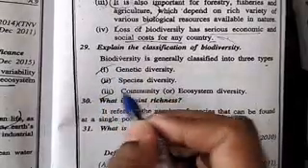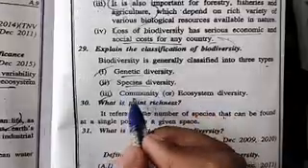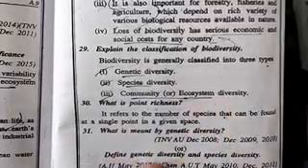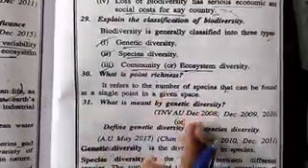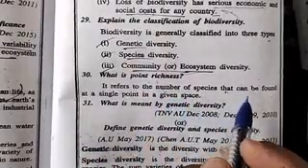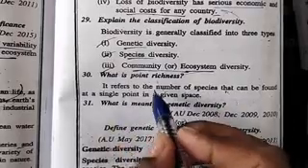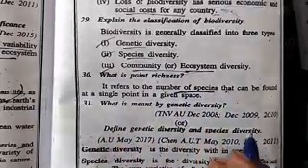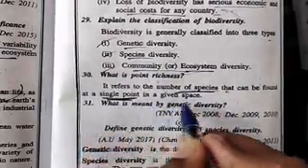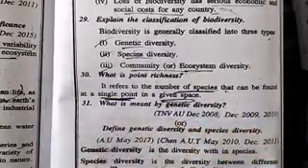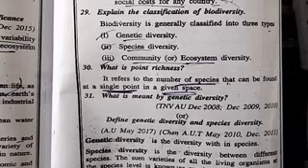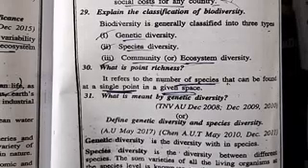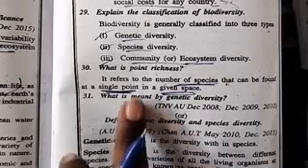Then classification of biodiversity. It has three types: genetic, species, and community or ecosystem diversity. What is point richness? It refers to the number of species that can be found at a single point in a given space. The point where the maximum number of species is found is called point richness.